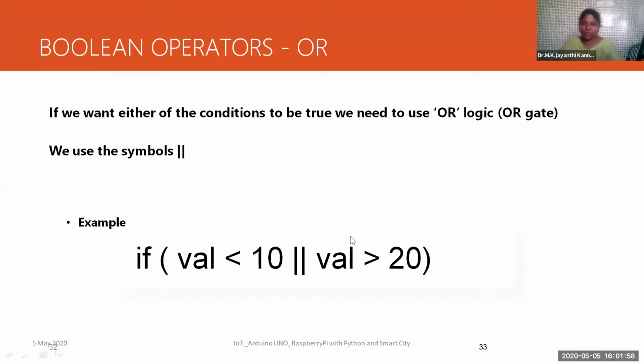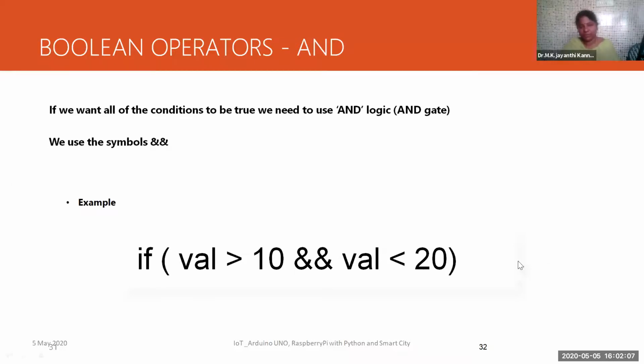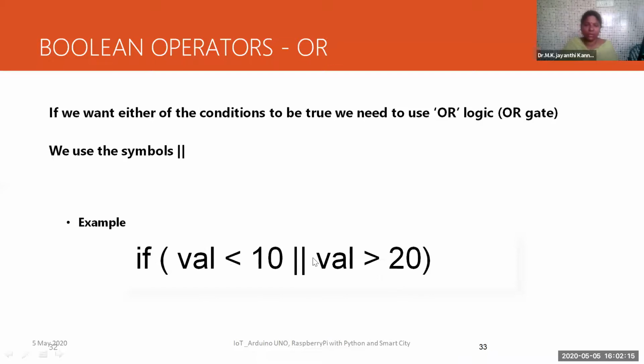We know very well, or is logical addition and and is logical multiplication. So if both the expressions are true, then only the result will be true, because we are using logical multiplication. And is equal to logical multiplication. Here we are using logical or, which is a logical addition. If any one of the conditions is true, then the result will be true.